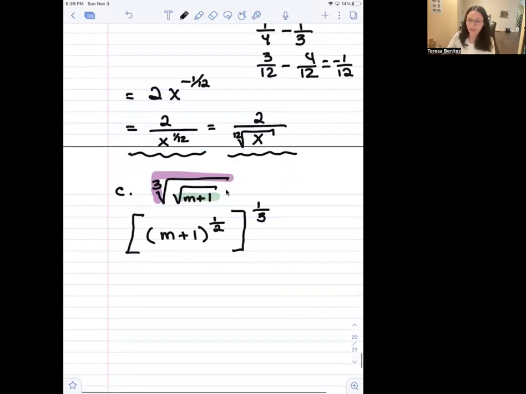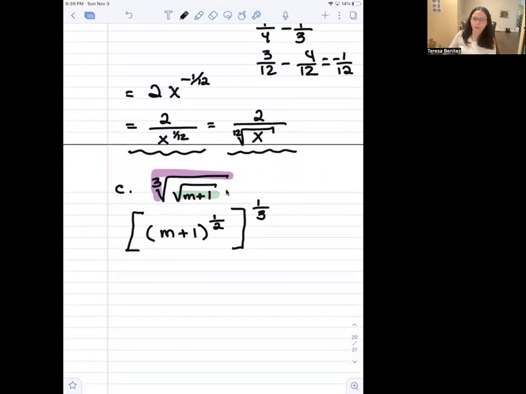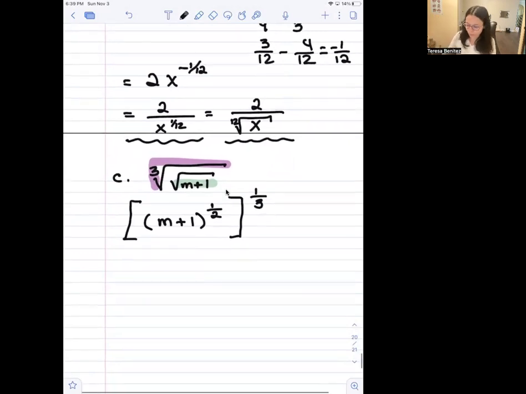And we know that when we have exponents, like a to the power of b, to the power of c, for the exponents, we multiply them. These are rules that we saw before. That means that this is m plus 1 to the power of 1/2 times 1/3.